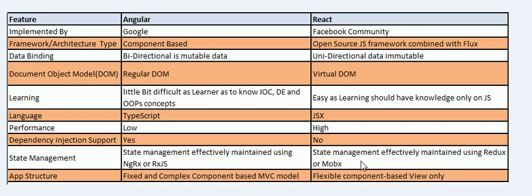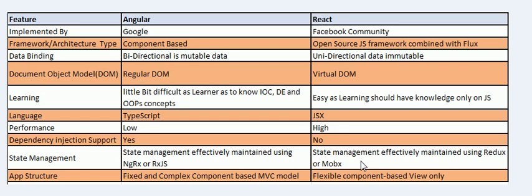Now coming to the app structure, Angular is a fixed and complex structure which works based on a component based model view architecture. That means Angular has three layers. One is the model, another one is the controller, and the last one is the view. An object responsible for modeling is initialized by the controller and displayed with the view.